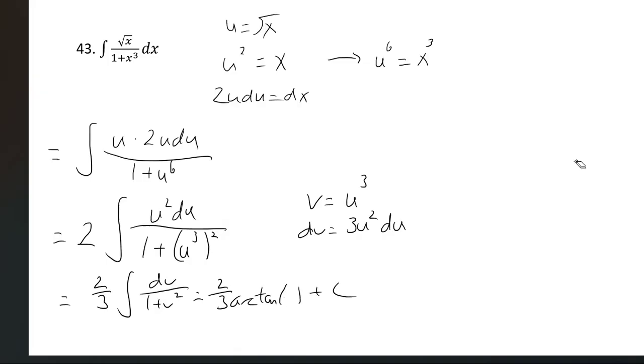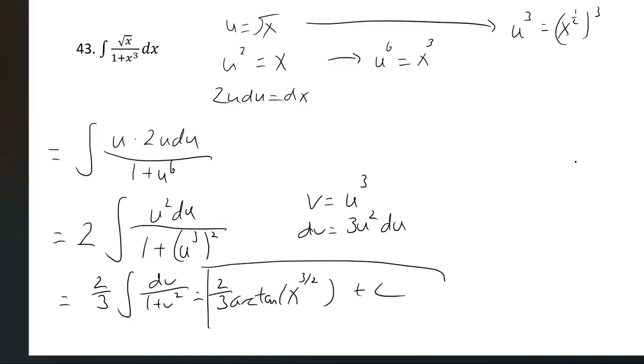And what is v? v is u cubed. And what is u cubed? I don't have it directly, so let's just do it here. u cubed would be x to the half to the 3rd power, so it'll be x to the 3/2 power. Let's rewrite the plus c. Here's our answer.